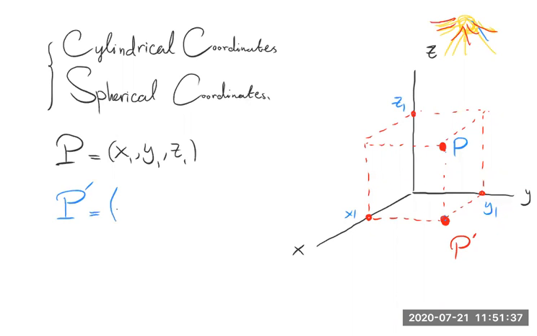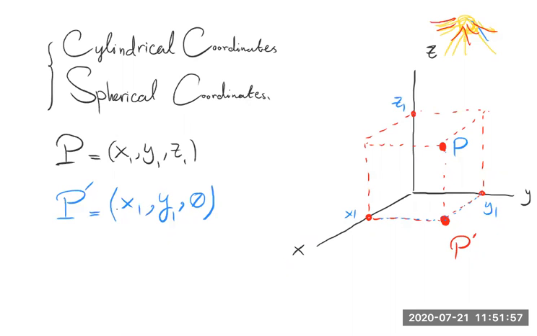But we also know the coordinates of P prime. Note that the first coordinate of P prime is again x naught. Its second coordinate is again y naught. The only difference is that its height, the third coordinate, is 0, right? The shadow of P on the ground.